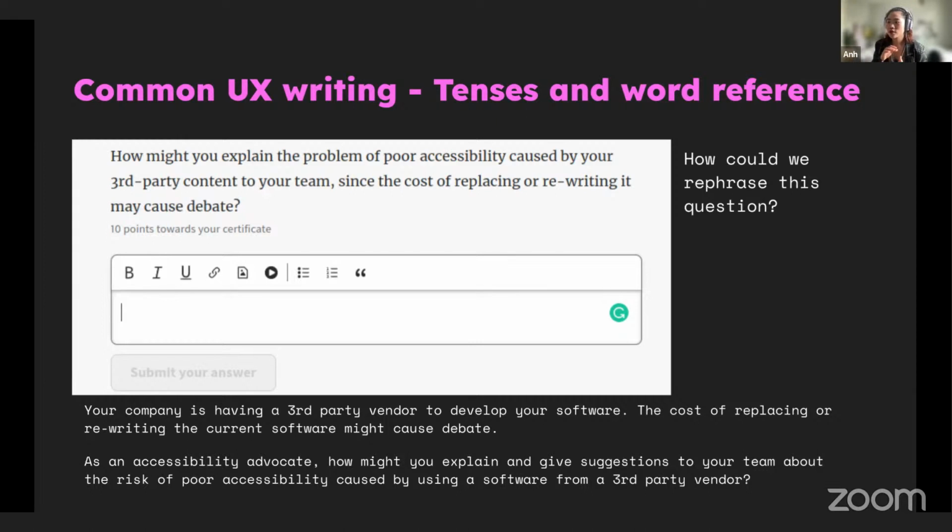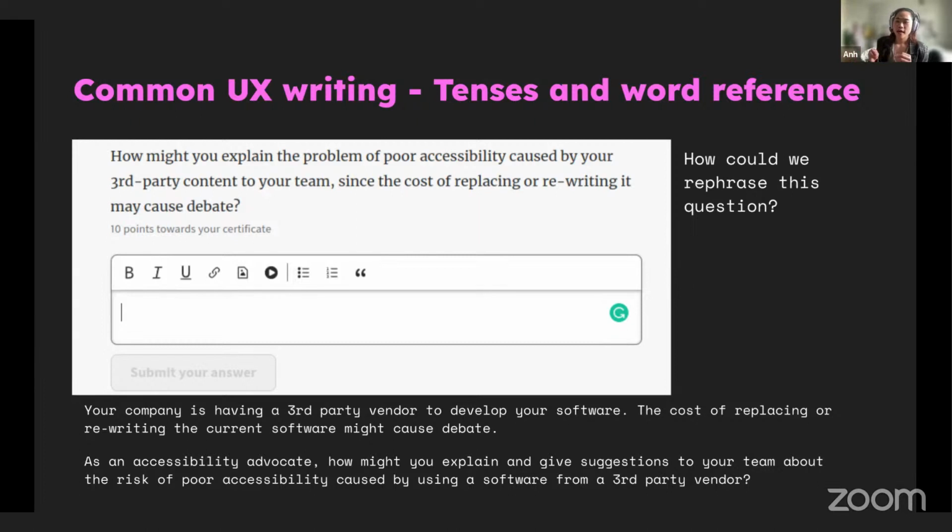I would first provide a context for this question, which is a scenario that your company has a third-party vendor to develop your software, and the cost of replacing or rewriting the current software might cause debate. So, setting up the scenario, explaining what's happening. And then I ask the question: as an accessibility advocate, how might you explain and give suggestions to your team about the risk of poor accessibility caused by using software from a third-party vendor?